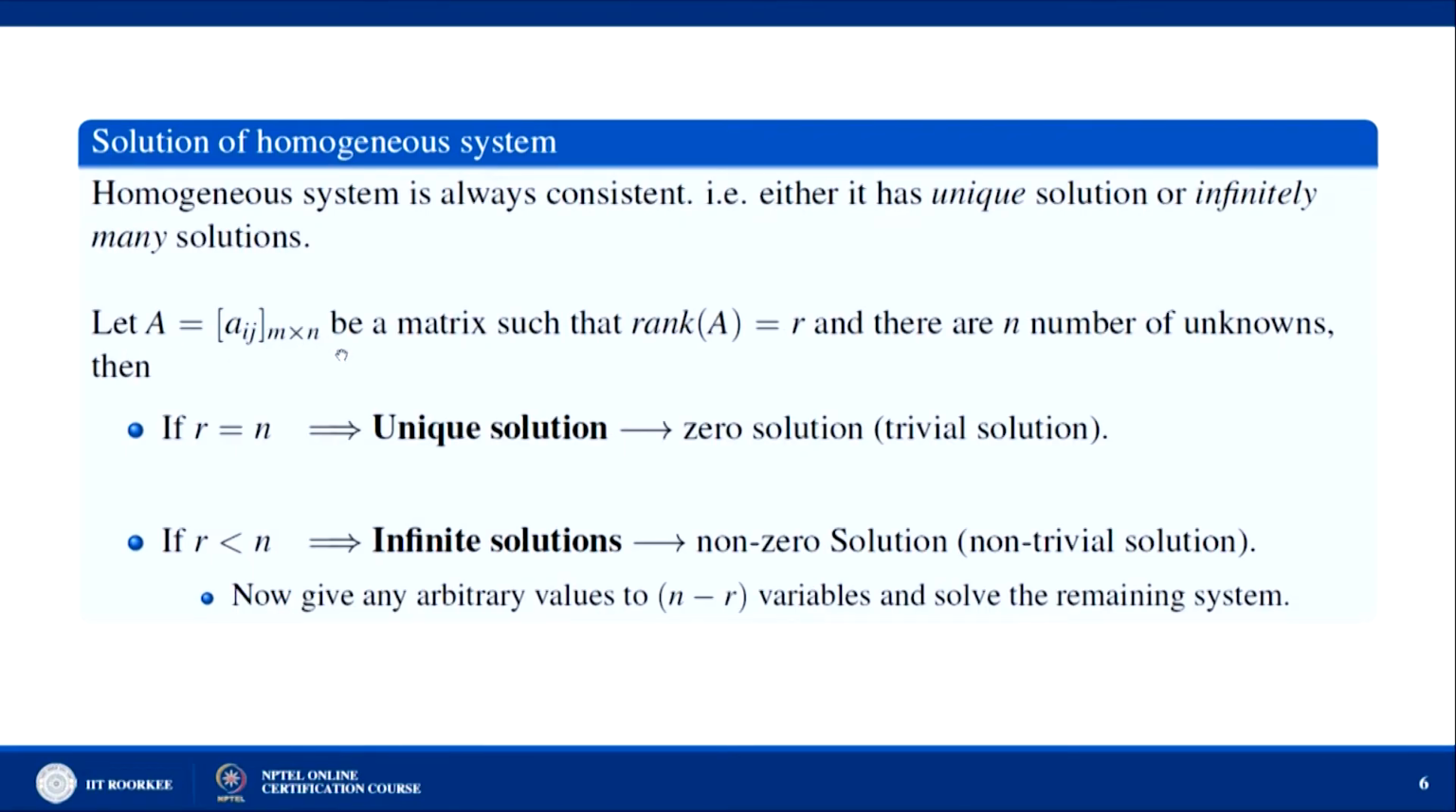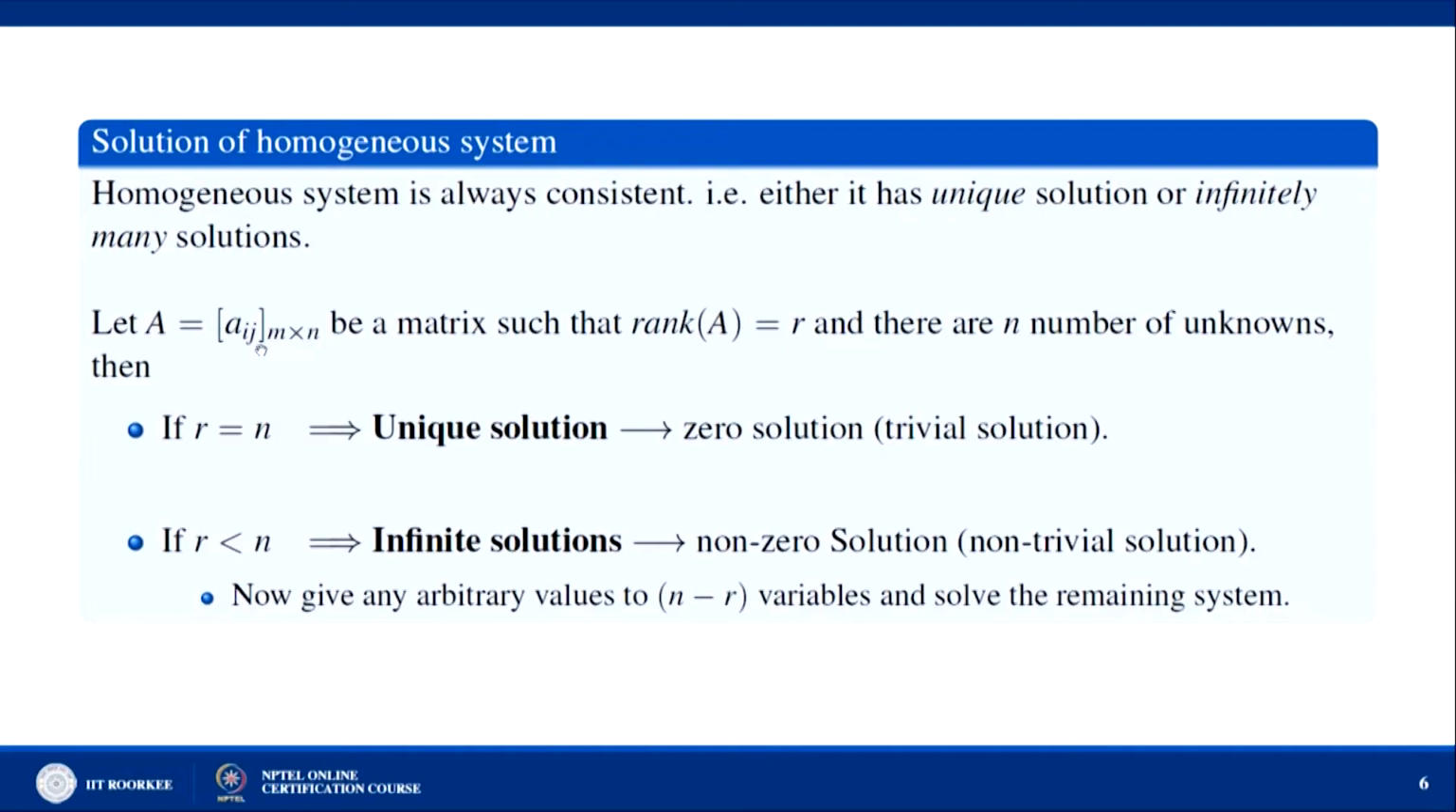Let us consider a matrix of order m cross n such that the rank of the matrix is R. Now the rank of this matrix is R, what does it mean? It means that this coefficient matrix A has R number of linearly independent rows or columns, because rank simply means the maximum number of linearly independent rows or columns. If the rank is R, this means the matrix has a maximum of R linearly independent rows or columns.